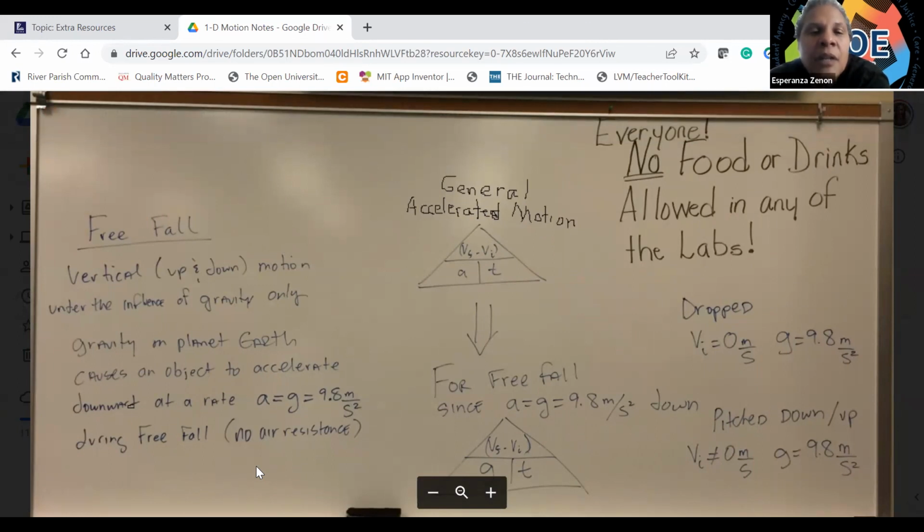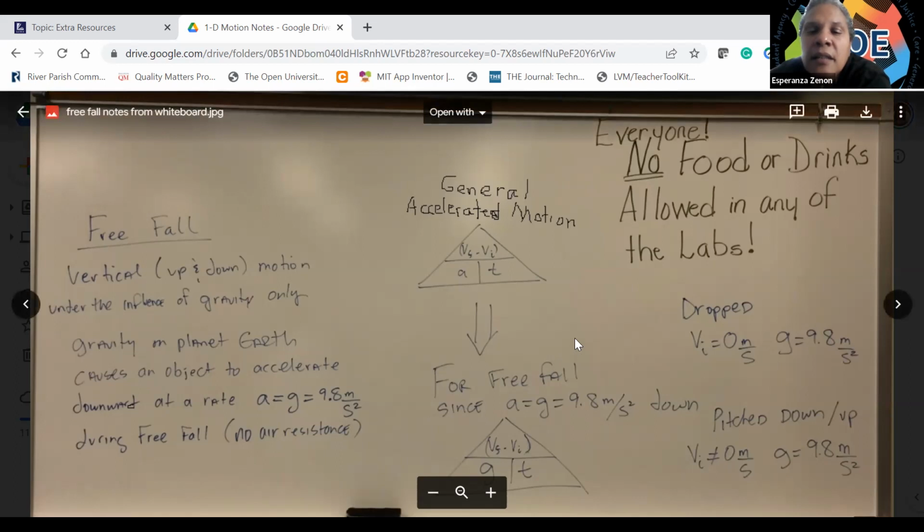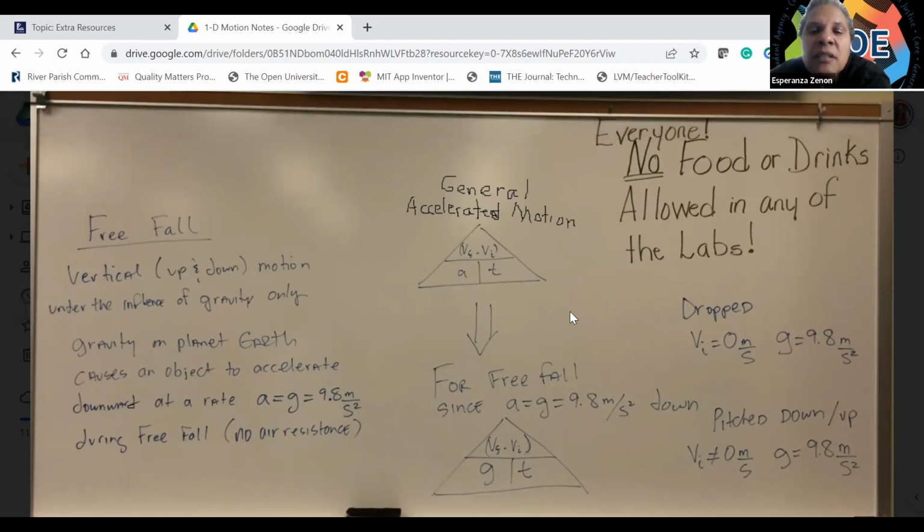So anytime an object is free falling anywhere on planet Earth, gravity only, you automatically know the acceleration is 9.8 meters per second squared, downward, okay? So I make the connection here between general accelerated motion, which uses A, okay? The change in velocity per unit time, where you have constant acceleration.